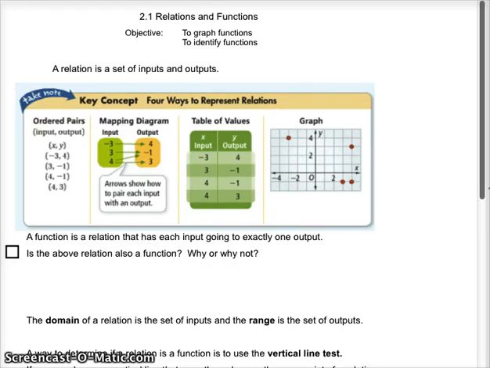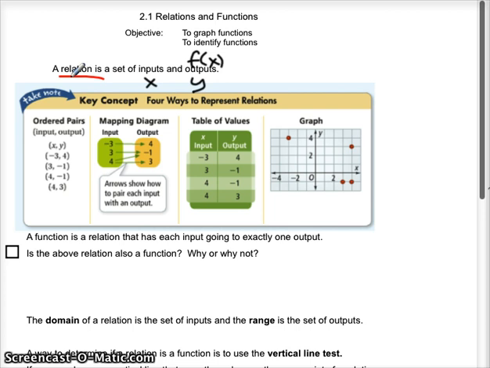So, in this lesson, Relations and Functions, we are going to talk about the ability to graph functions and to identify functions. Now, the first bit of vocabulary that I want you to know is a relation. And a relation is a set of inputs and outputs. When we think of inputs and outputs, typically we're thinking of X and Y. We're inputting an X to get a Y out. Another way to think of Y is f of X. And we will get back to that terminology some more.